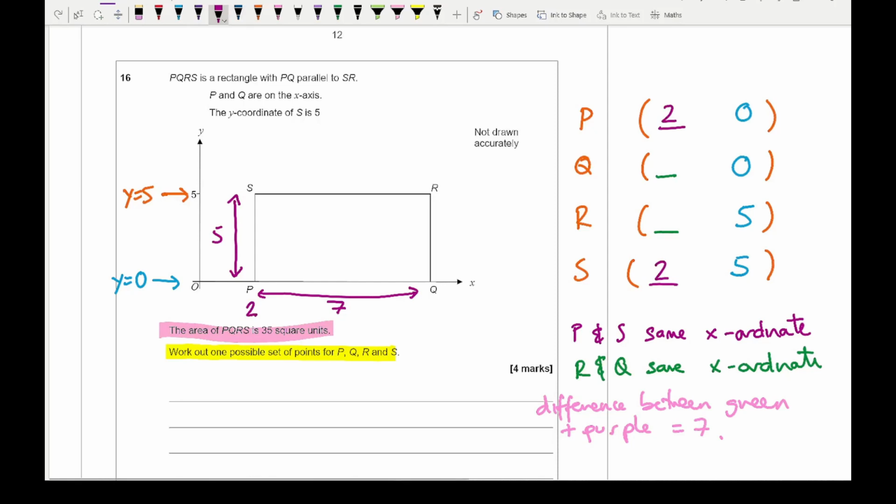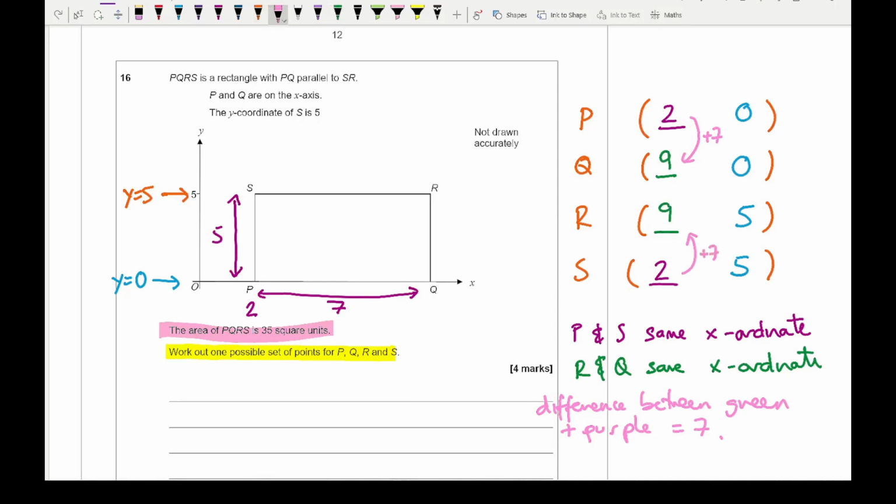And then to find the x-ordinate for Q and R, all I need to do is just add 7 to whatever number I've picked for P and S. So here I'm going to have 2 plus 7, which is 9, and 2 plus 7, which is 9 again. And that's how we get our coordinates for these questions.